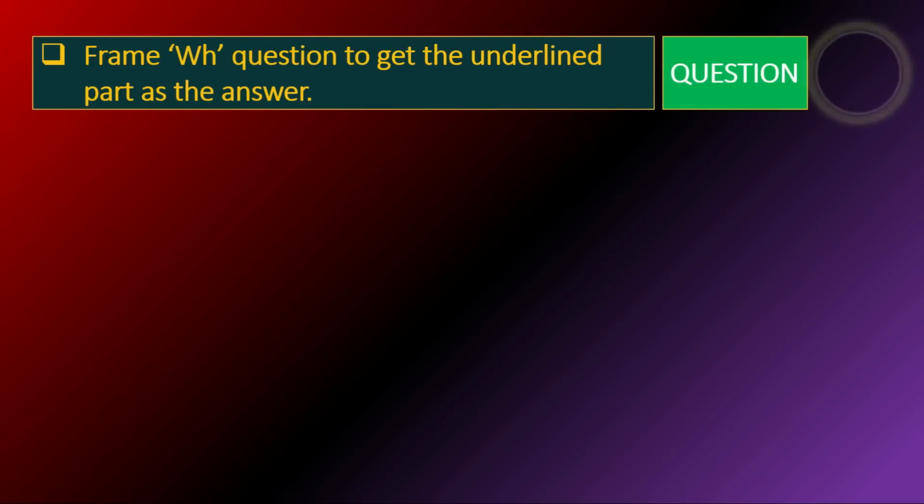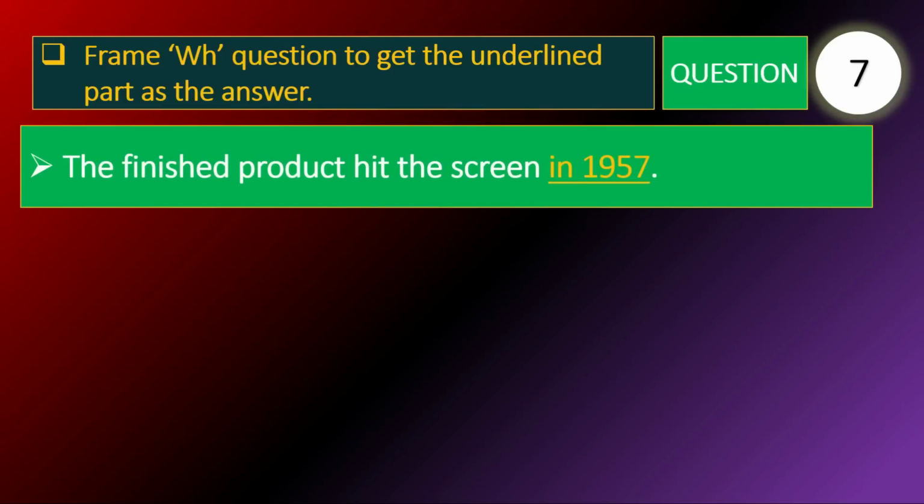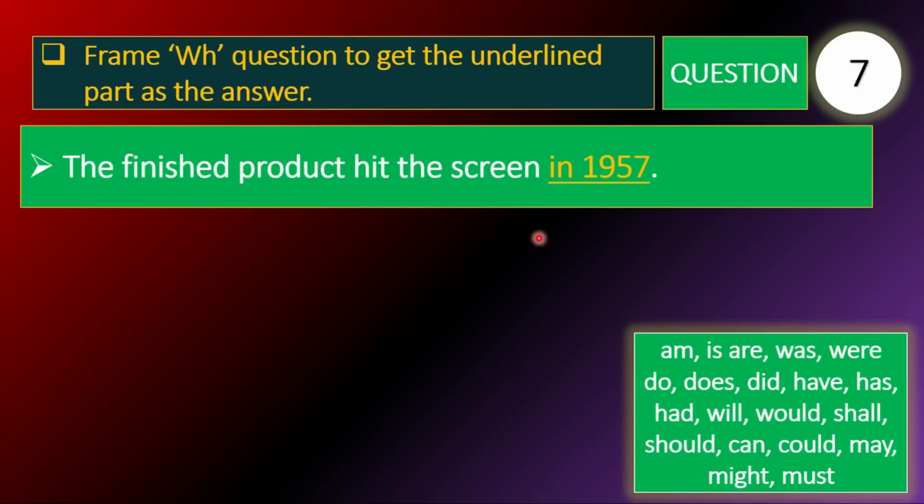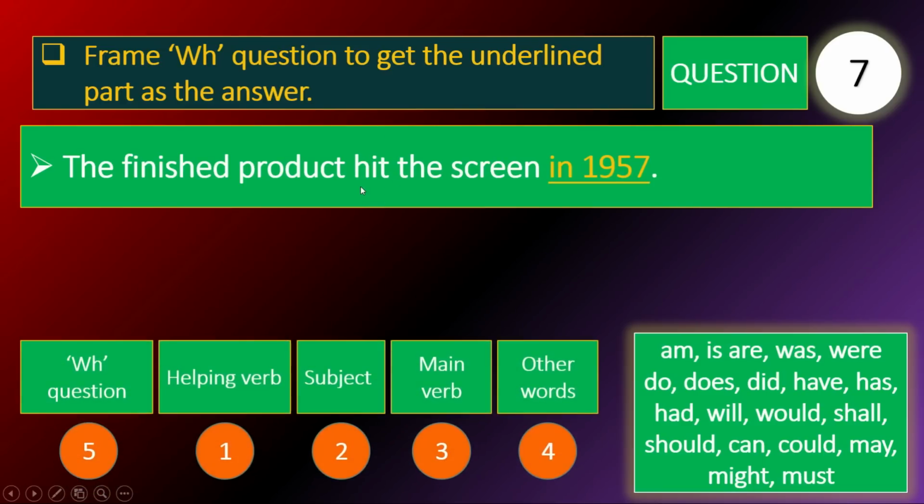Now let's look at the next question, that is number 7. The finished product hit the screen in 1957. Now here we understand that it is about time because in 1957 tells us so. And we have to look at this verb here because it's a main verb, but we have to use helping verb and subject and main verb. Hit is verb 2, so you can split this into did and V1. So did and V1 form is hit.